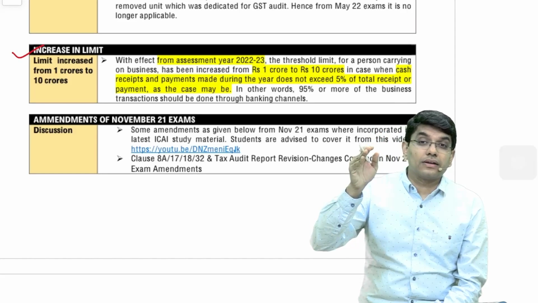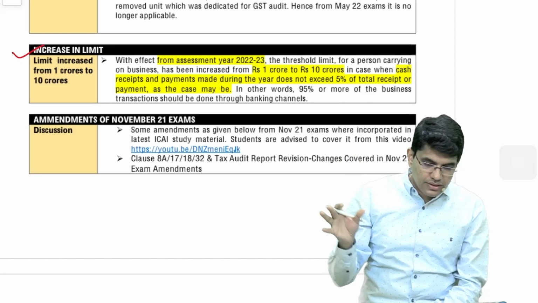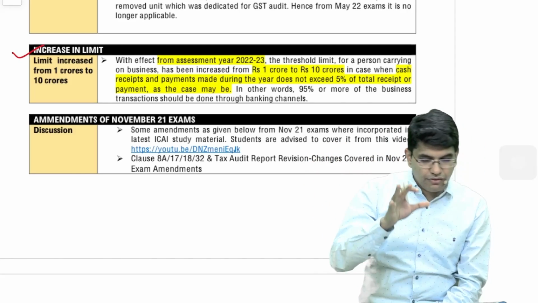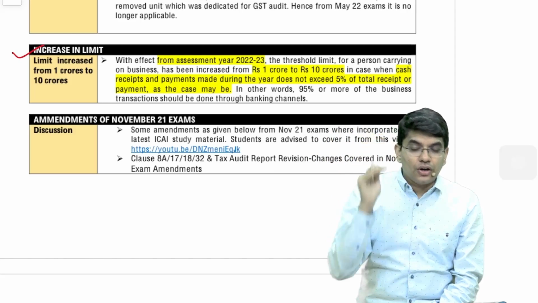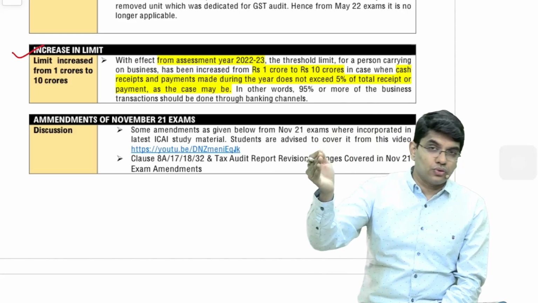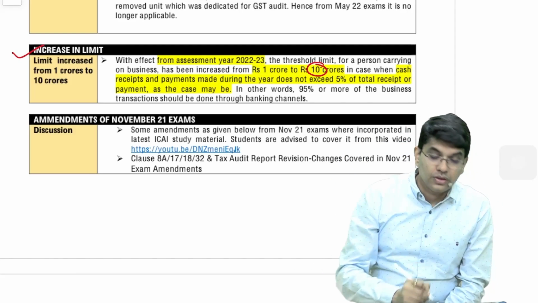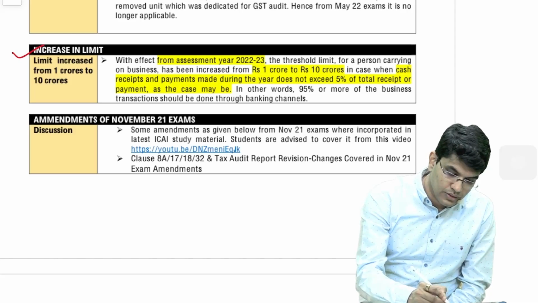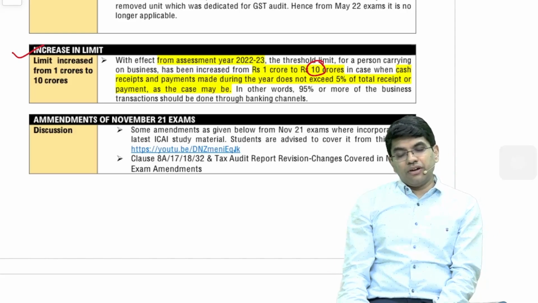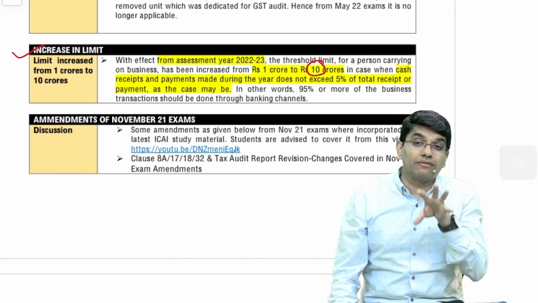We all know that if an assessee has 95% of receipts and 95% of payments through banking channel, then the turnover limit increases from 1 to 5 crore. That was the case. Now it has changed from 1 to 10 crore. So the turnover limit will increase drastically. It will go to 10 crores if 95% of the receipts and payments are through banking channel. Earlier this was 5 crore.